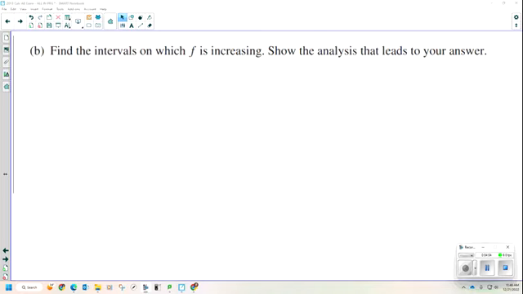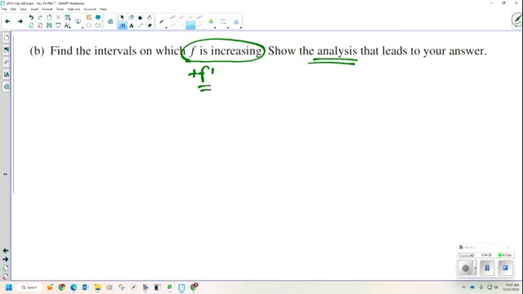4b. Find the intervals on which f is increasing. Show the analysis that leads to your answer. How posh. How proper, the analysis. Oh, just show your work, okay? So on which intervals is f increasing? First of all, if f is increasing, that means there is a positive first derivative. We need to find the first derivative of f, and we need to see where it's a positive value, all right?